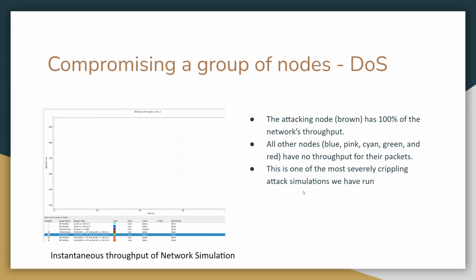This is definitely one of the more severely crippling attack simulations that we ran, due to the fact that there's literally no other traffic on the victim machine's network.